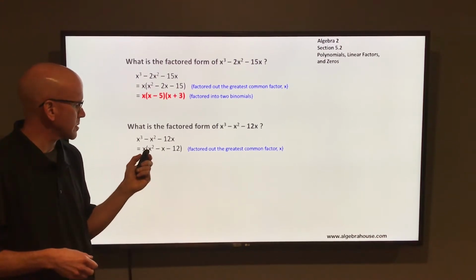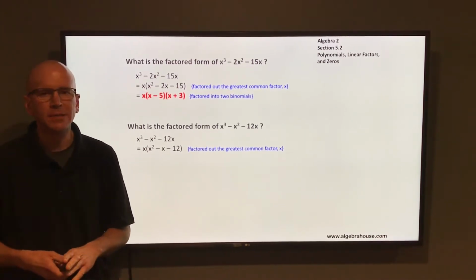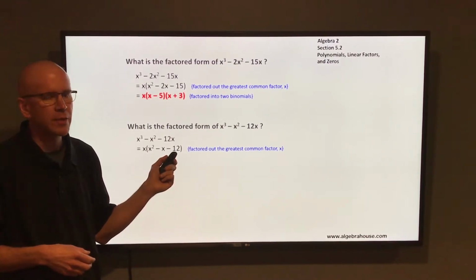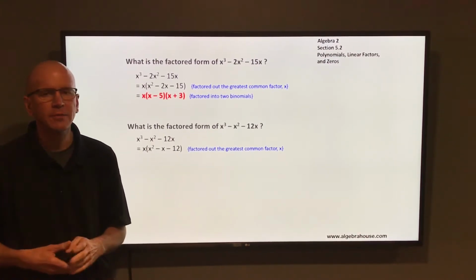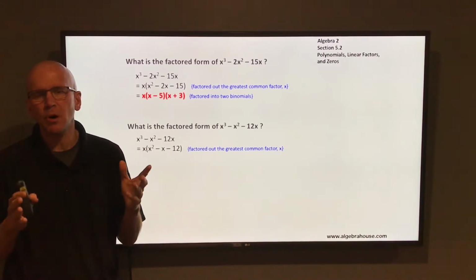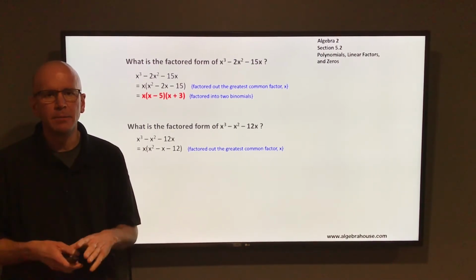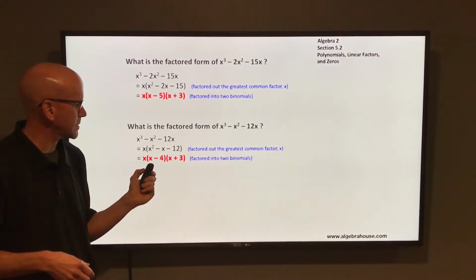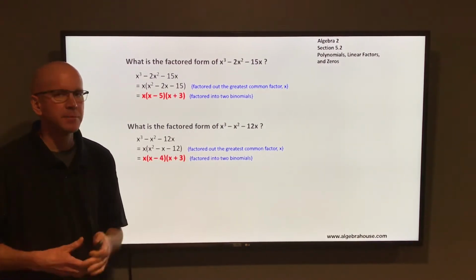Well, the first terms of the two binomials make x squared, that'd be x and x. And the second terms of the two binomials would multiply to make negative 12 and add to make that middle coefficient of negative 1. So think of two numbers that multiply to make negative 12 and add to make negative 1. It'd be negative 4 and 3. So completely factored, that is x times x minus 4 times x plus 3.